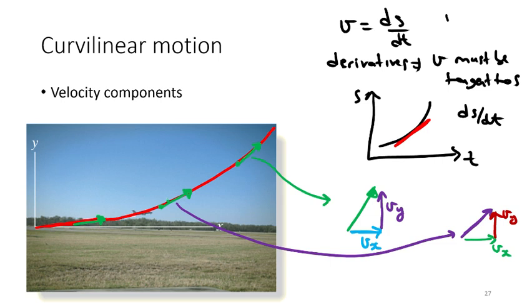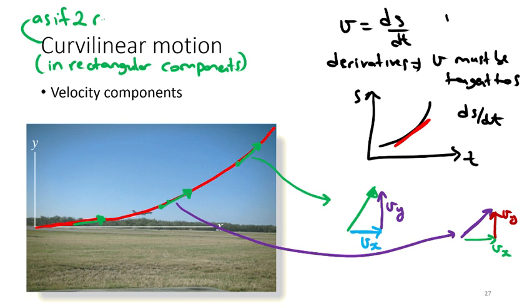That is how we analyze curvilinear motion in rectangular components. Or you can say it is as if there are two rectilinear motions, one in the x direction and the other in the y direction. So we are attacking the problem by separating it into its rectilinear components, so that it becomes easier to solve.